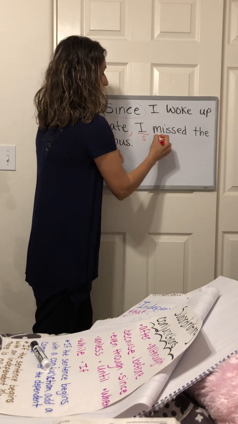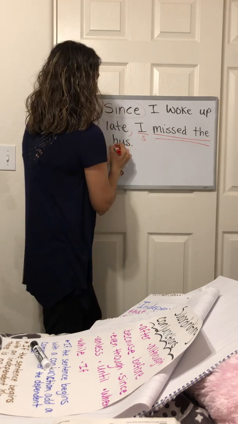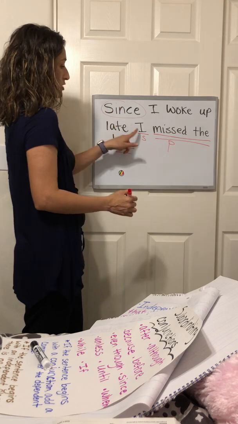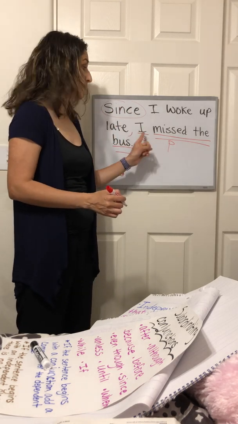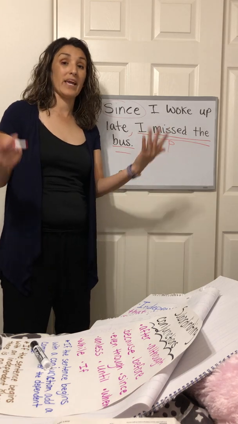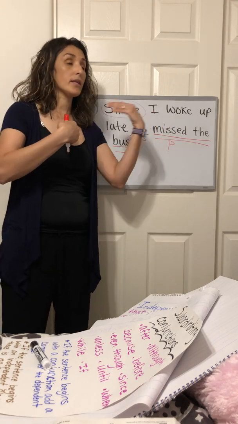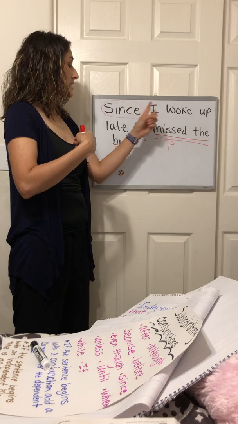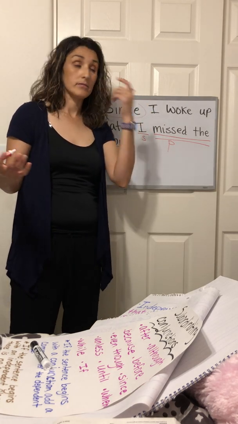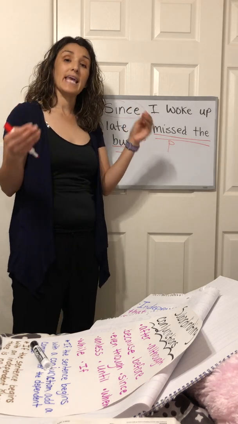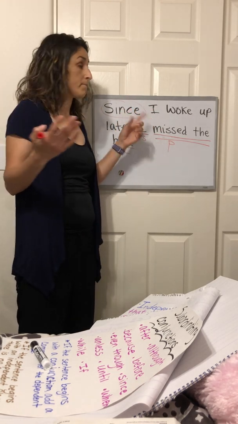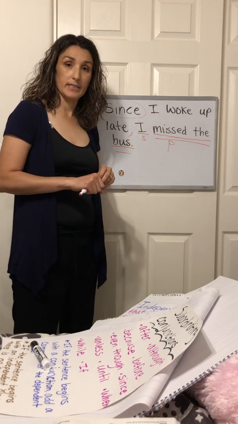Underline your subject, underline your predicate. Okay? So again, this one is independent because it has a subject and a predicate. I missed the bus. That one can stand by itself. It's a complete thought. I know what happened. I missed the bus. Since I woke up late, I don't know what happened, because I woke up late. Okay, so that's why it's a dependent. I don't know what happened because I woke up late. Okay, so that makes it dependent.